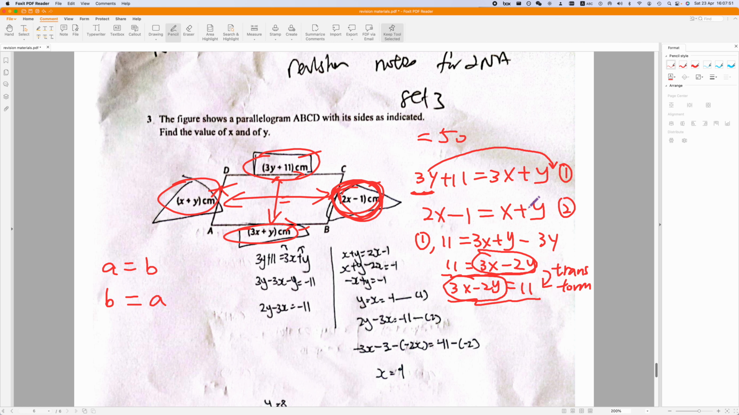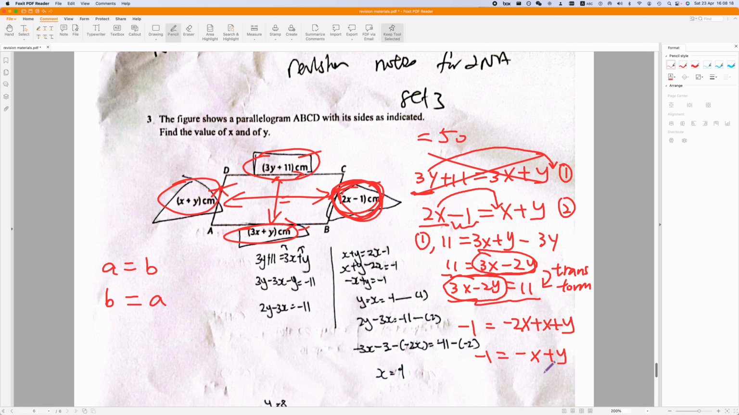Next, this one done. Now I do this one. So underline similar term. I need to move it here. Minus 1 is here. 2x, move it over, becomes minus 2x. Over here, plus x, plus y. So minus 1 equals minus 2x plus this, minus x plus y.